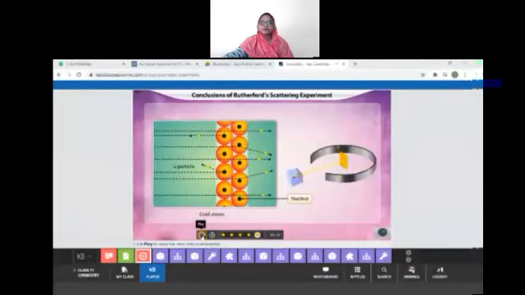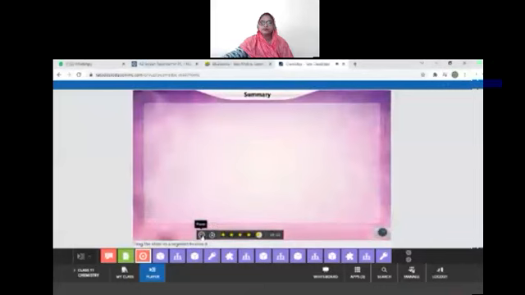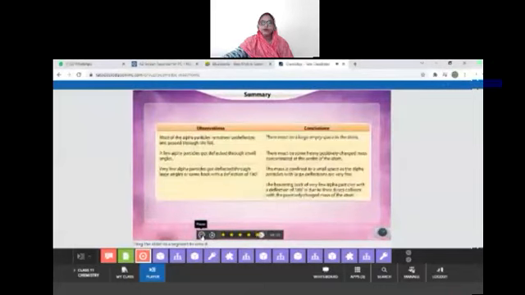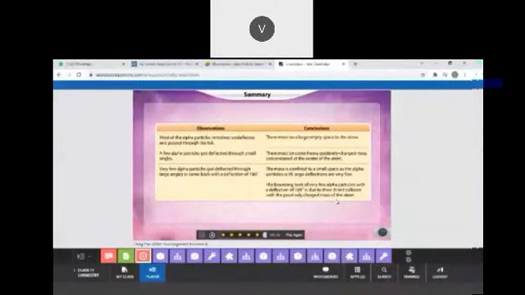Understood? Let's quickly summarize the observations and conclusions of Rutherford's scattering experiment. Okay, who can tell me what are the observations and conclusions made by Rutherford? Yes, ma'am. According to the first observation, most of the alpha particles passed in a straight line through the gold foil. It came to the conclusion that most of the space of the atom is empty.